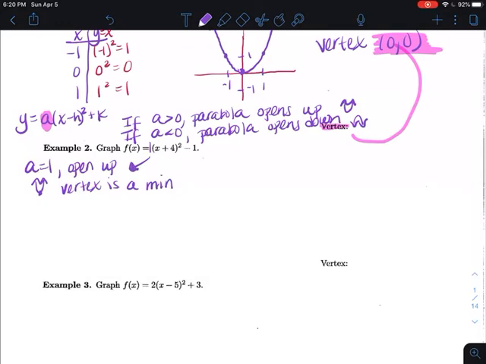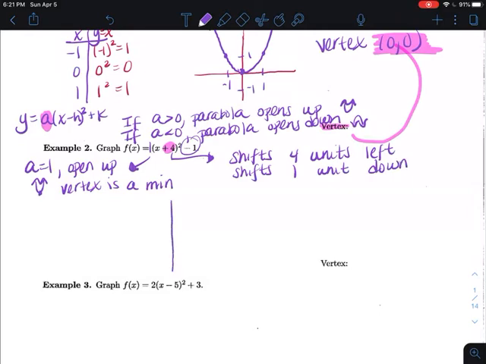To get the vertex, let's use transformations. We talked about transformations in the previous lesson, in the previous section. So notice in parentheses I have an x plus 4. Well, that plus 4 means that the original parent function shifts 4 units to the left. And then that minus 1 means that the graph shifts 1 unit down.